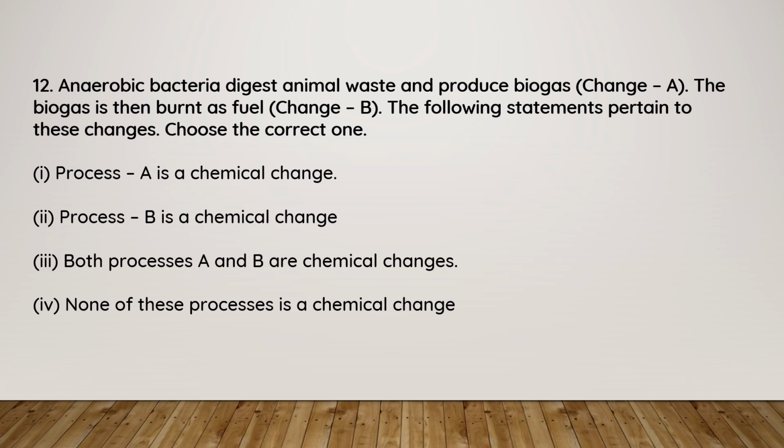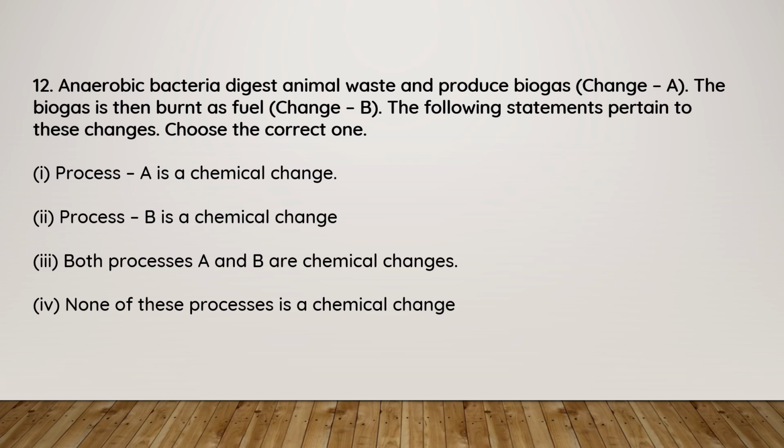Process A is a chemical change. Yes, process A is a chemical change. Correct. Process B is a chemical change. Process B, that is burning of fuel, is also a chemical change. So that statement is correct. Both processes A and B are chemical changes. That is very correct. None of these processes is a chemical change. So that statement is wrong.